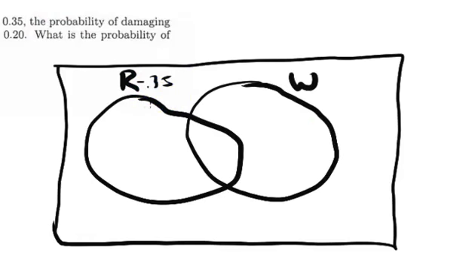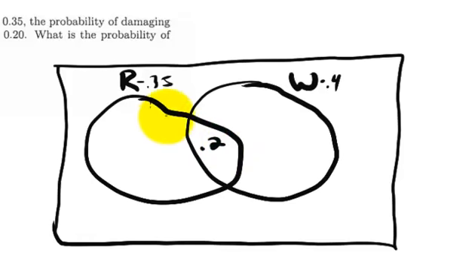The probability of damaging winds is 0.4. Again, if you were to add up these two regions, it should be 0.4. Okay, so I'll deal with that later. The probability of both is 0.2. Well, I know where that goes. That goes right here.